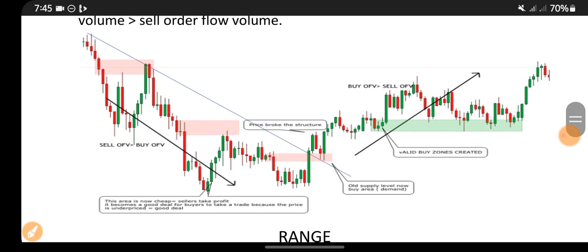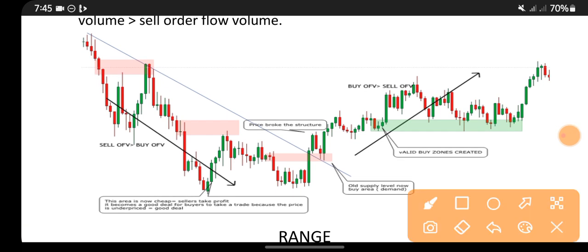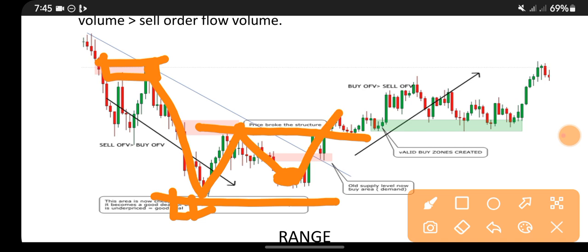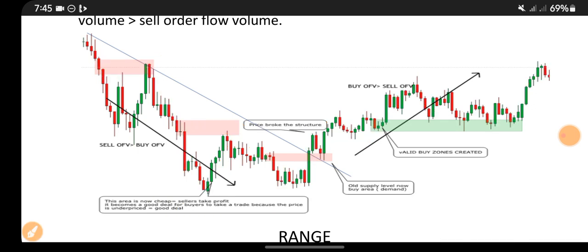So another example here for you. We have a supply zone, price tapped, downtrend, lower low, lower high. Now you see a lower low, but then it wasn't able to break this lower low. So now it indicates a potential trend change. This is the previous lower high. Price came, broke it, came to tap. That's how to identify a trend change in an uptrend and then in a downtrend.